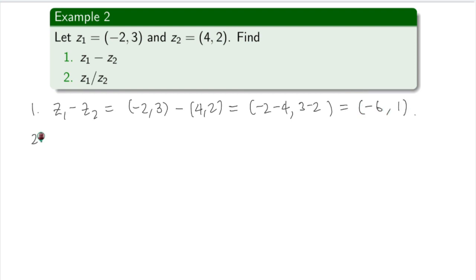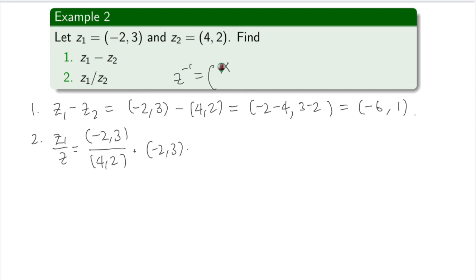For number 2, C1 over C2 is equal to the complex number (negative 2, 3) over the complex number (4, 2). Following the rule for division, all we need to do is multiply the numerator (negative 2, 3) by the inverse of the denominator (4, 2). Again, the inverse is defined as: if z is represented by the complex number (x, y), x over x squared plus y squared for the real part, and for the imaginary part, negative y over x squared plus y squared.